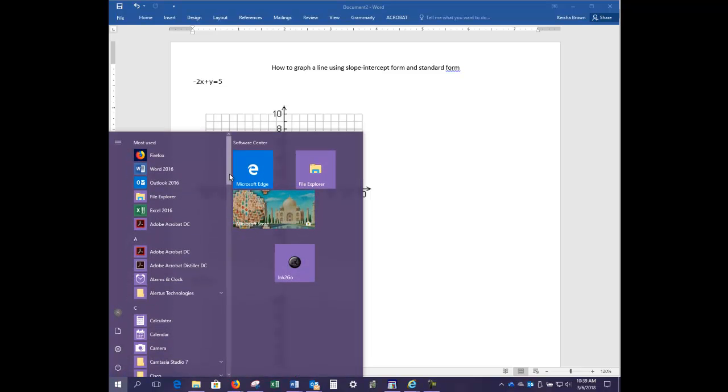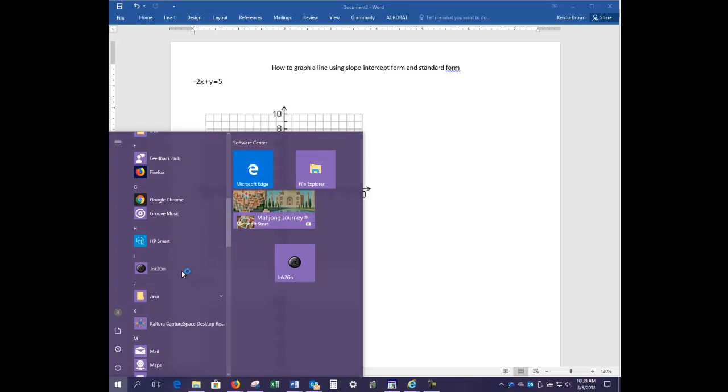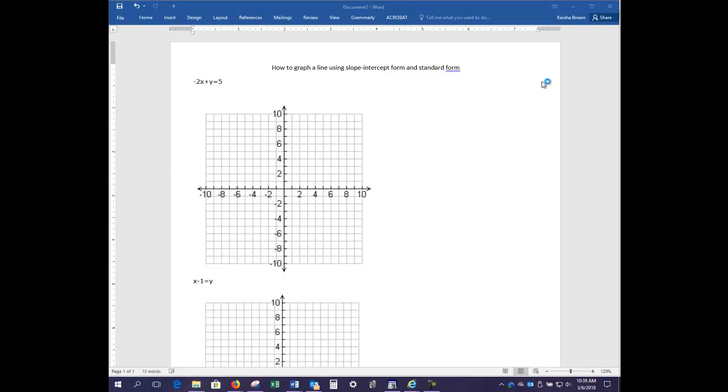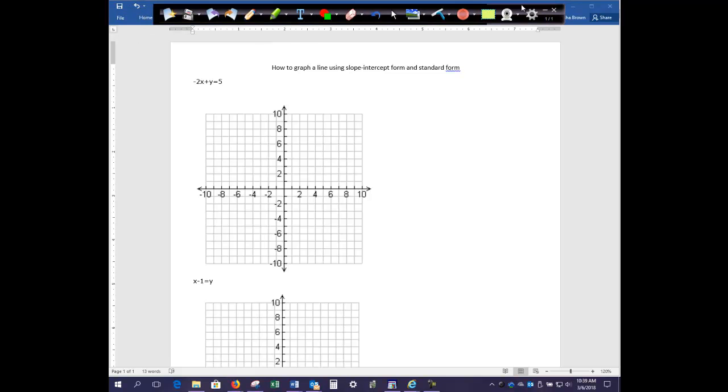In this video, we're going to talk about how to graph a line two different ways based on the form in which your equation is given. So here's our first equation, negative 2x plus y equals 5. This equation is in the form that we call standard form. Standard form is ax plus by equals c.